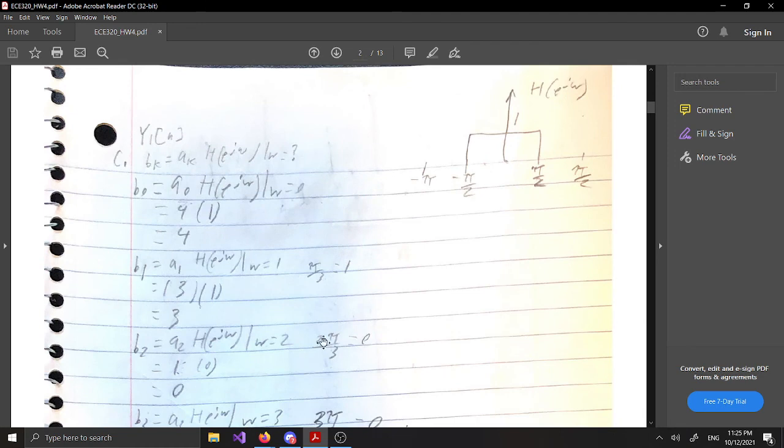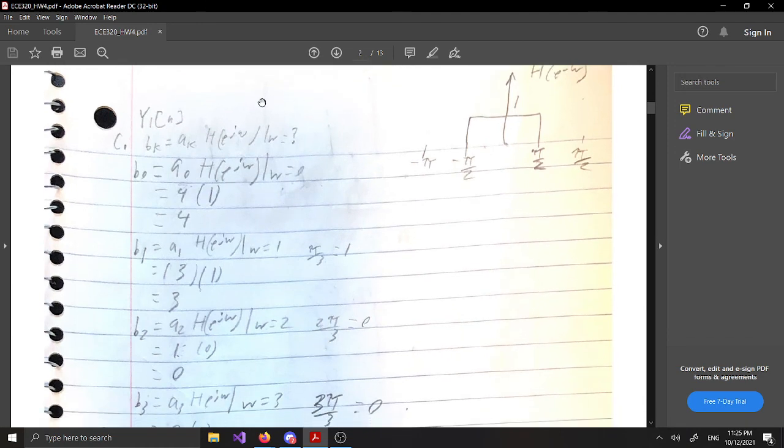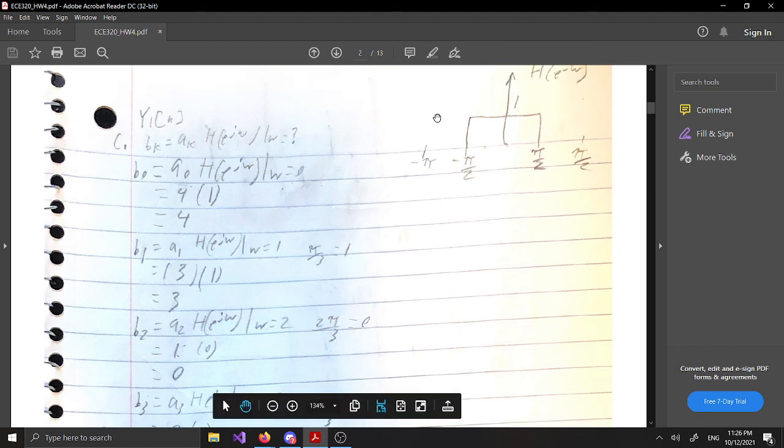Okay, so for C, solve for y of n. The most important part is that W part, because that's what you're going to be multiplying by your fundamental frequency. And so it corresponds to over here, this side. And so it's pi over 3. It's less than pi over 2, so it's over here. So it's going to be 1. So you're just going to be multiplying it by 1. And for these two that are on this side, it's 0 because there's no line.